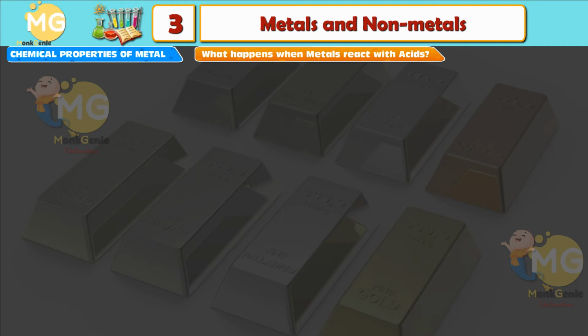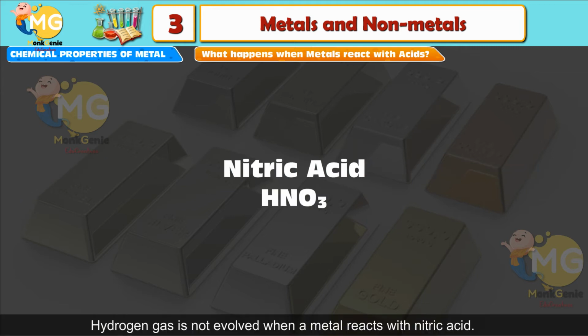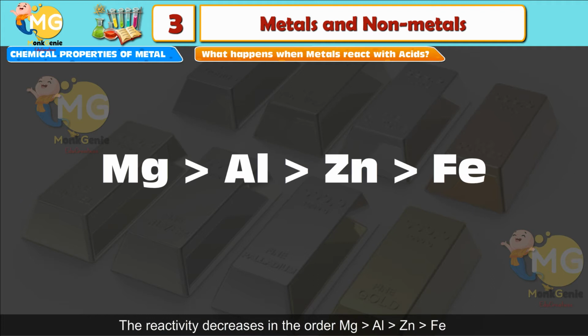What happens when metals react with acids? Metal plus dilute acid is equal to salt plus hydrogen. Hydrogen gas is not evolved when a metal reacts with nitric acid. It is because HNO3 is a strong oxidizing agent. The reactivity decreases in the order Mg greater than Al greater than Zn greater than Fe.